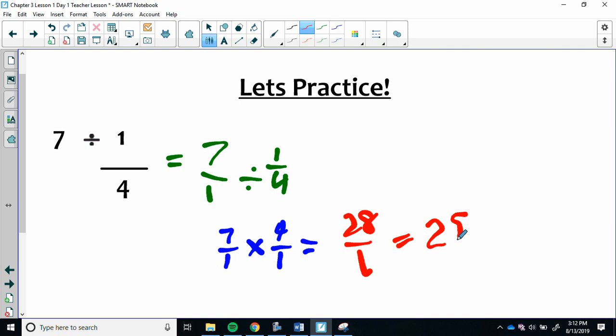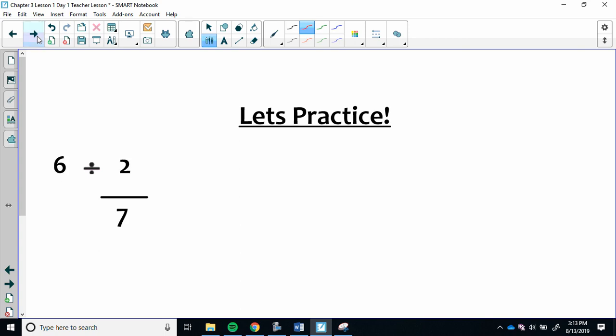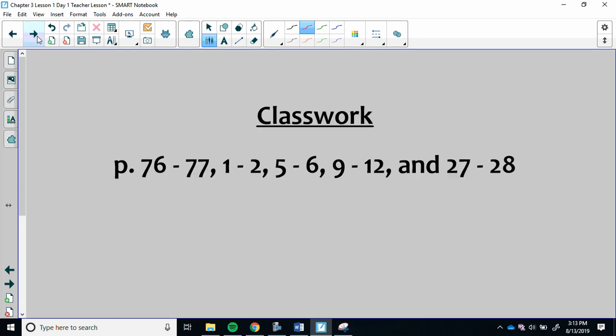The key here, class, is that you have to understand this is an improper fraction. You cannot leave the answer to a math problem improper. You have to reduce it to simplest form. I'm not going to practice a whole bunch more of these problems. We will show you how to do them in class.